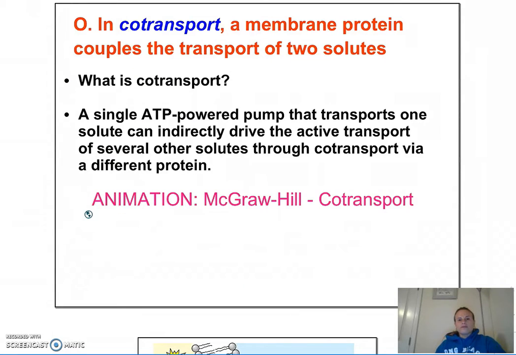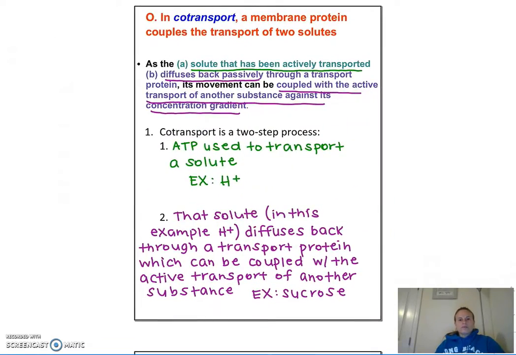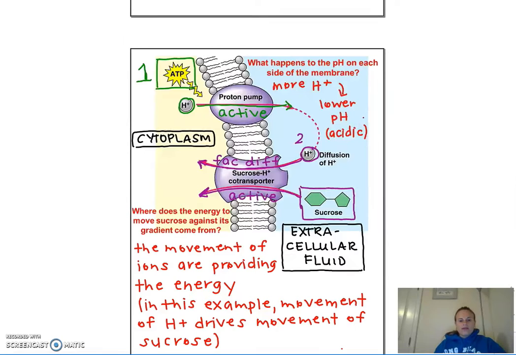Co-transport also involves an energy or ATP powered pump, but the way co-transport works is slightly different from our other pumps. So let's take a look at it. Basically, in co-transport, it's going to occur in two steps. So the first step is that ATP is going to be used to transport the solute. So let's look here at the green. The first step is that ATP is going to be used to actively pump hydrogen, in this example, through a proton pump out of my cell.